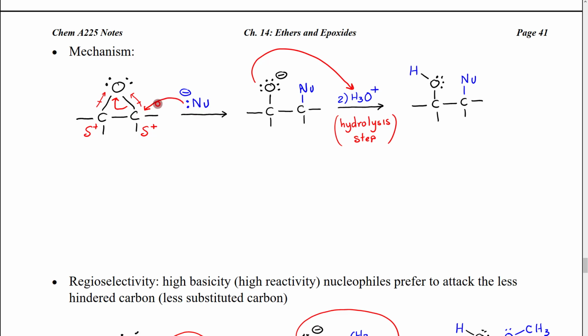So the nucleophile comes over, makes a bond to the carbon because of the partial positive charge. That pushes the bond between the carbon and oxygen out onto the oxygen, forming an alkoxide. When that's all done, then in a separate step we can add hydronium in what we call a hydrolysis step. The alkoxide, a strong base, will do an acid-base reaction with the hydronium ion and become protonated.